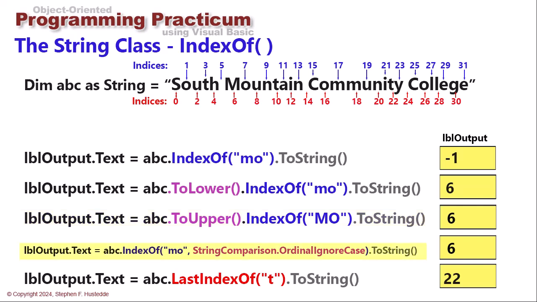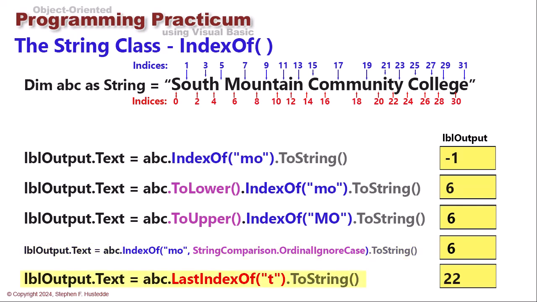Now there's another overloaded method, and I basically never use this, but you will see this used in other people's code occasionally, just to make you aware of it: we can add another parameter of a StringComparison. StringComparison is what we call an enum. One of the values it has in the StringComparison enum is .OrdinalIgnoreCase. So I can say IndexOf mo, StringComparison.OrdinalIgnoreCase, and that's going to return a 6 as well. It doesn't care if it's uppercase or lowercase. It's ignoring the case sensitivity. I usually prefer to use ToLower, ToUpper.